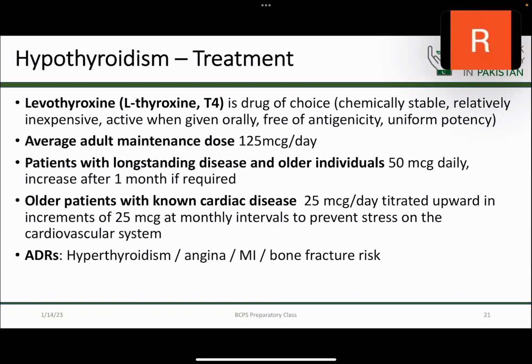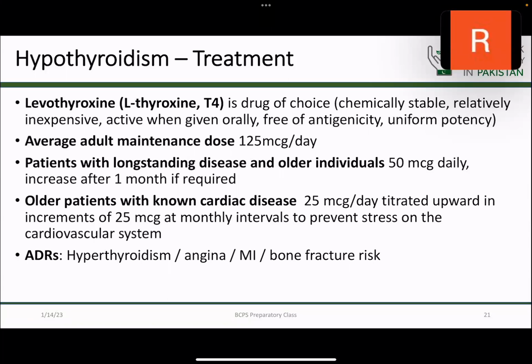Other options available for the treatment of hypothyroidism have different problems. For example, some have problems with chemical stability, some are relatively expensive, some have antigenicity problems, and they do not have uniform potency. So if we consider all of these factors, levothyroxine is the drug of choice. The average adult maintenance dose is 125 microgram per day.